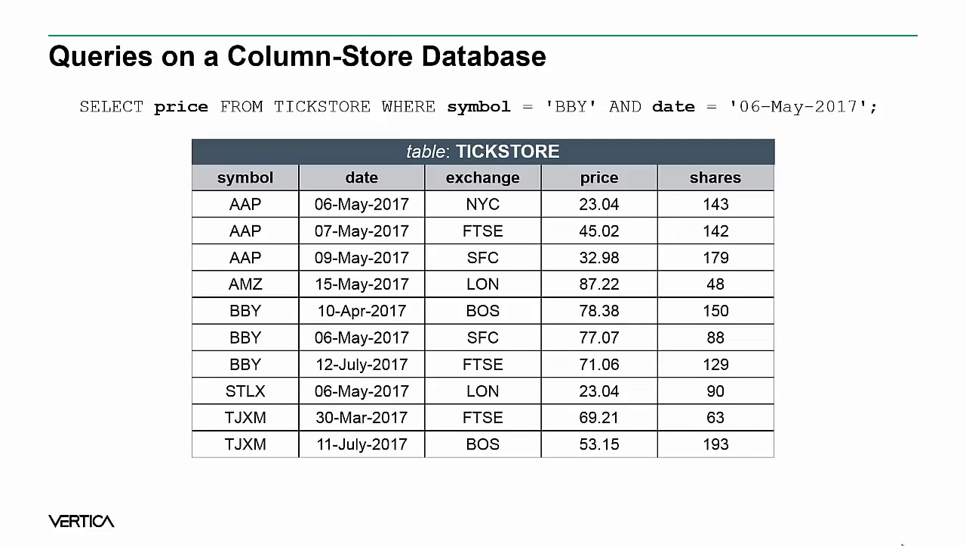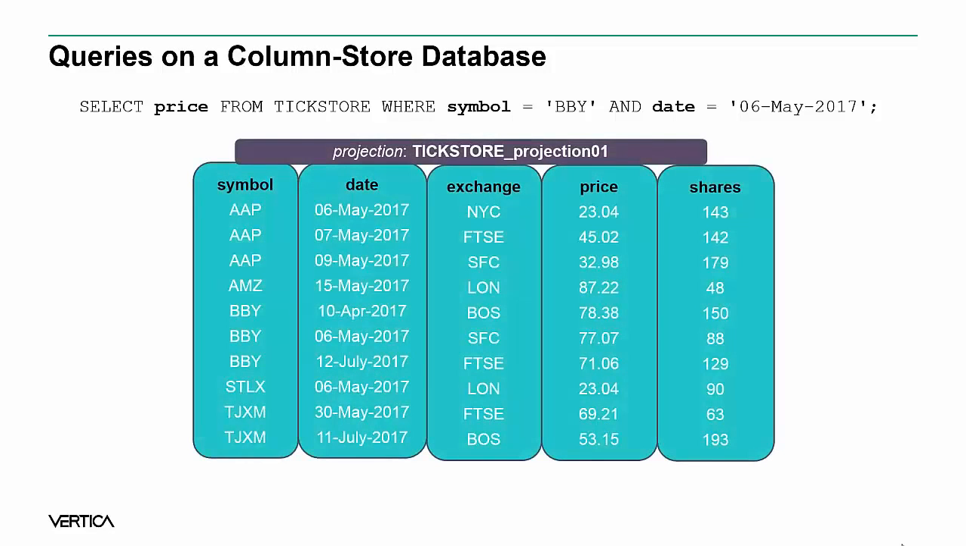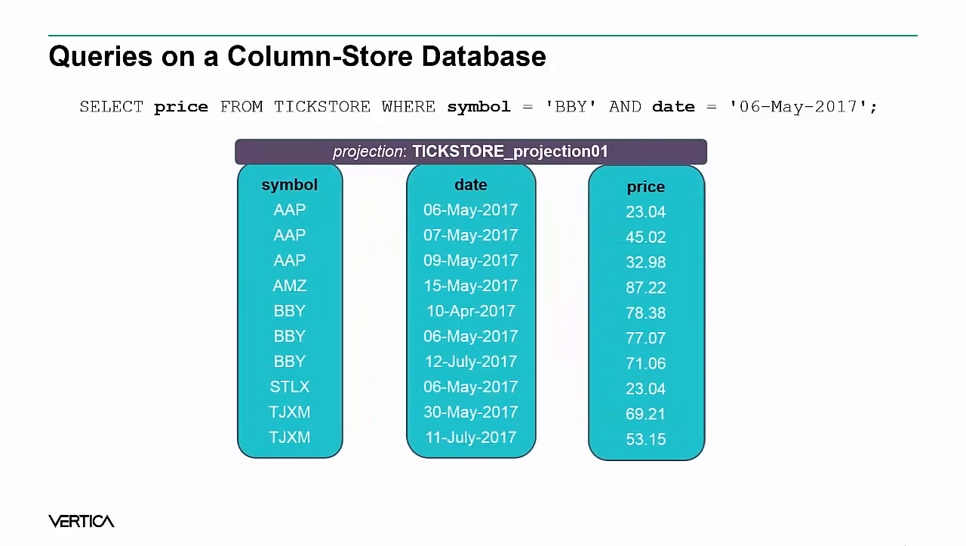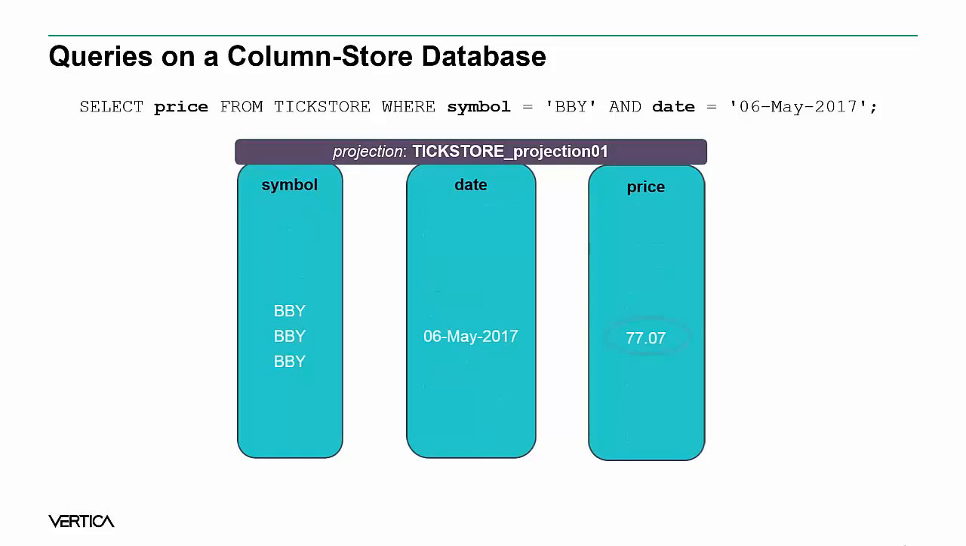In contrast, the Vertica database transforms the information from a table into a column-based structure we call projections. For this query, we're only referencing 3 of the columns from the table: symbol, date, and price. So these are the only columns that need to be contained in the projection. You will get a faster query response by not having to reference all the information contained in the table.